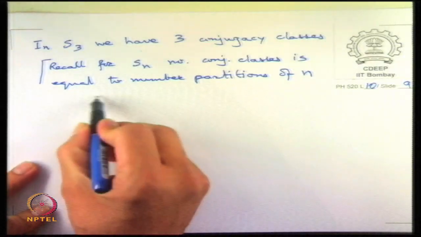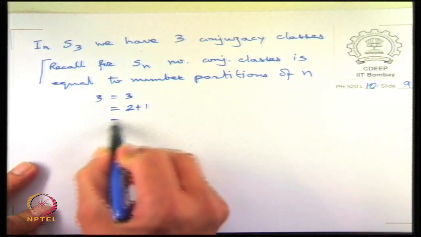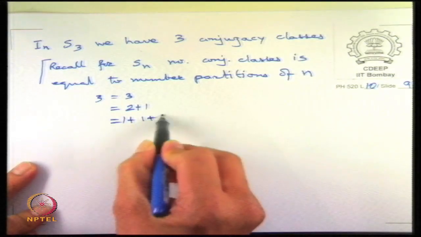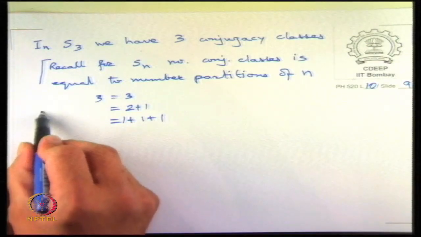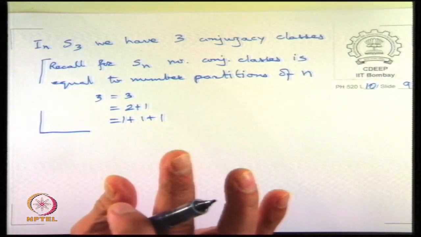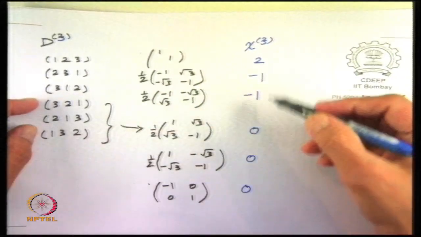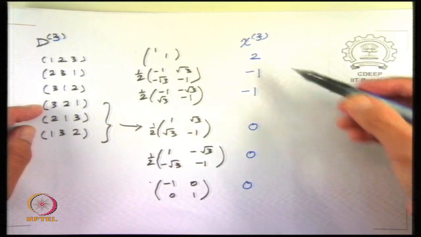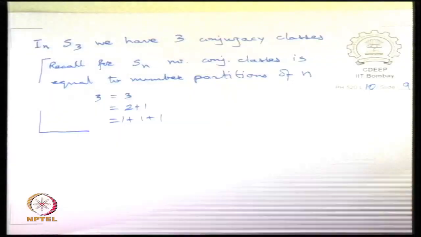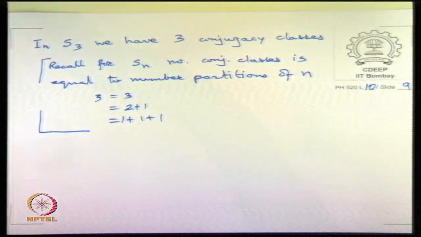So here we have 3 equal to 3, equal to 2 plus 1, equal to 1 plus 1 plus 1. So there are 3 ways of partitioning 3, and therefore there should be 3 independent conjugacy classes, which we also see directly in terms of this list, because they split up like this. So clearly there is this conjugacy class, this and this. So we denote the conjugacy classes by C and then write out their characters.